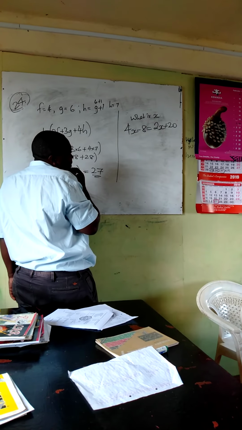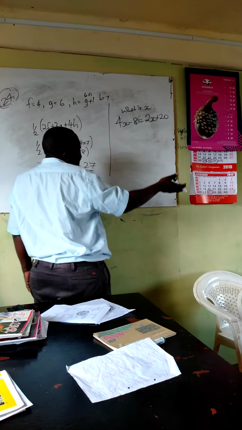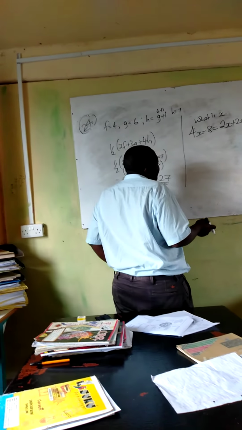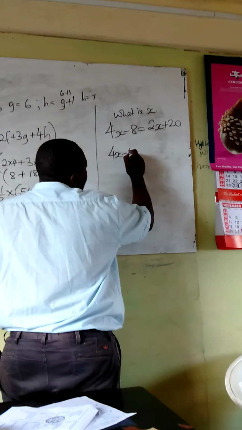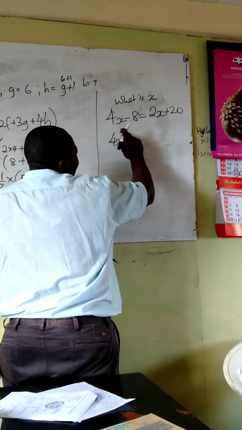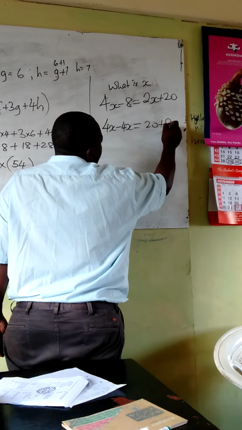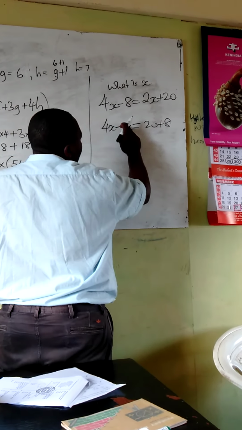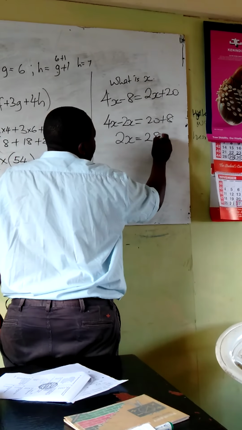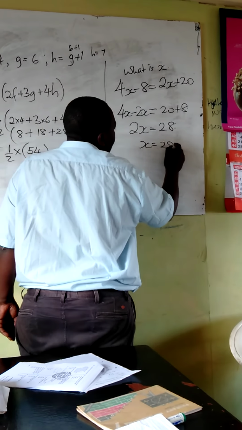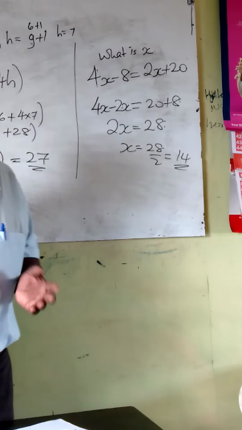When you encounter such a question, you put the like terms together, and remember once you go to the other side of the equal sign, the sign changes. So let's put our x on the left hand side: 4x minus 2x, because this has changed the sign, is equal to 20 plus 8. When this goes to the other side, it becomes a plus. So this becomes 2x is equal to 28, therefore our value of x is 28 over 2, which is 14. So our value of x is 14, and those were very simple questions.